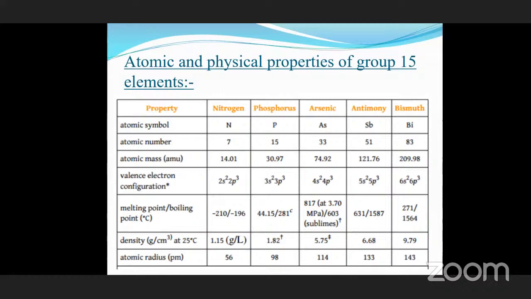We have to read groups from top to bottom. Top to bottom in the periodic table is called groups, and left to right in the periodic table is called periods. Okay, top to bottom is groups, left to right is periods. So that's why here we have to read only about group properties. This table also belongs to group properties.